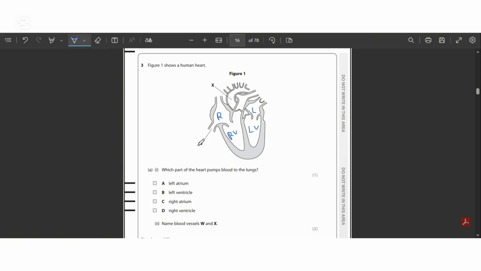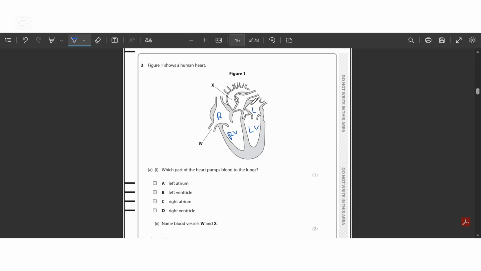So as we know, blood enters the right atrium first from our body, as it comes into the heart via the vena cava to the right atrium. Then from the right atrium, it travels to the right ventricle, and then it is transferred to the lungs via the pulmonary artery, which carries the deoxygenated blood. All right. So this one might be the pulmonary artery.